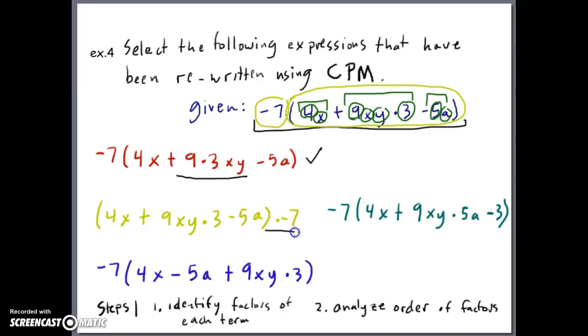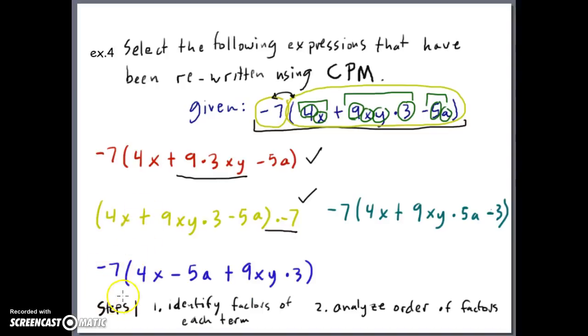So here's the change right here. There was not a negative 7 being multiplied back here. It was being multiplied in front. So they've just changed the order that these two factors, the parentheses and the negative 7, have been multiplied. Now they're multiplying the parentheses before the negative 7. So the order of the factors has changed, and this is also an example of it being rewritten properly.